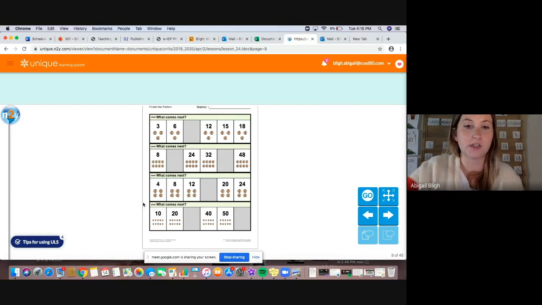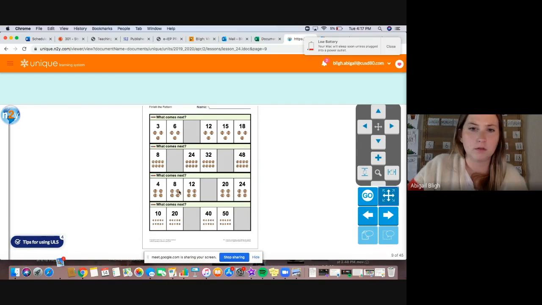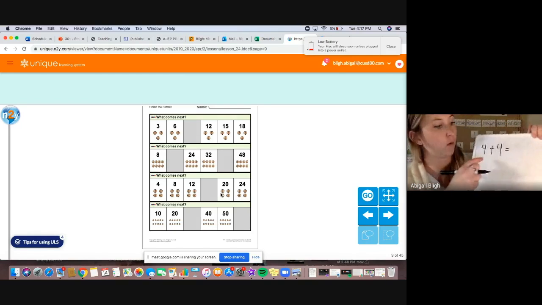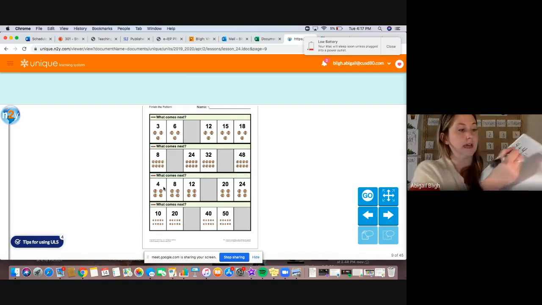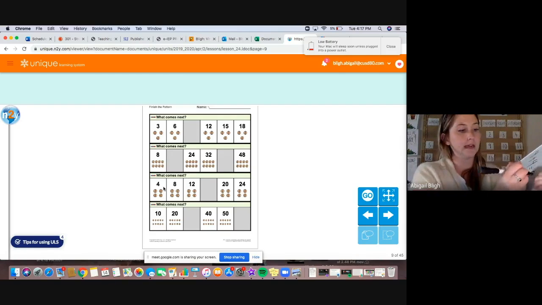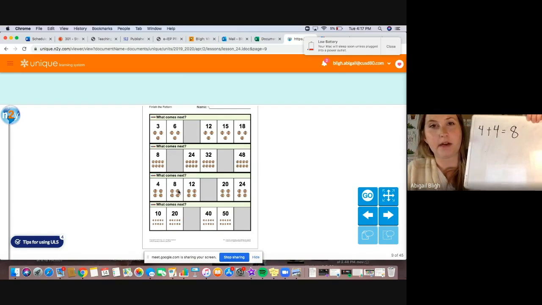All right, the next section starts with 4. So I'm adding 4s every time. Okay. So I'm starting with 4 plus 4. Again, use your touch points, use your fingers. But when I add 4 plus 4, I get 8. And that's what they have next. So we got it right.